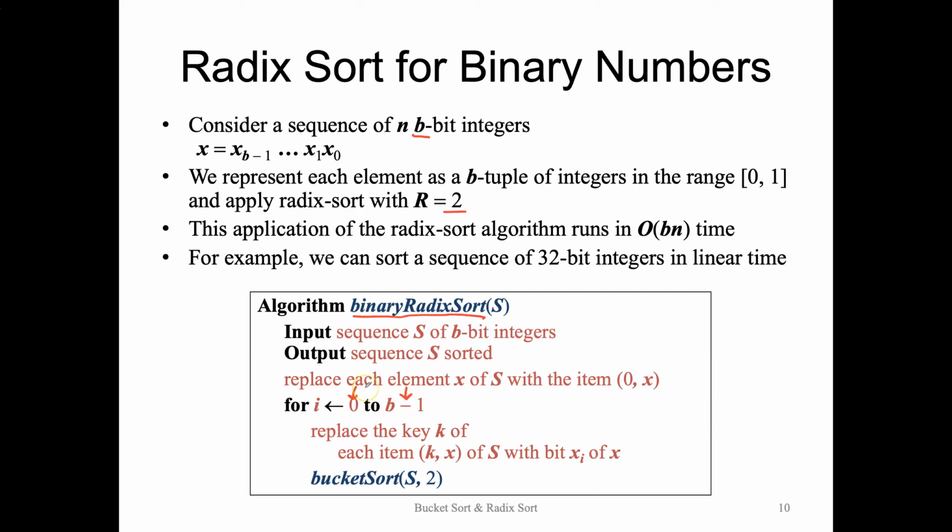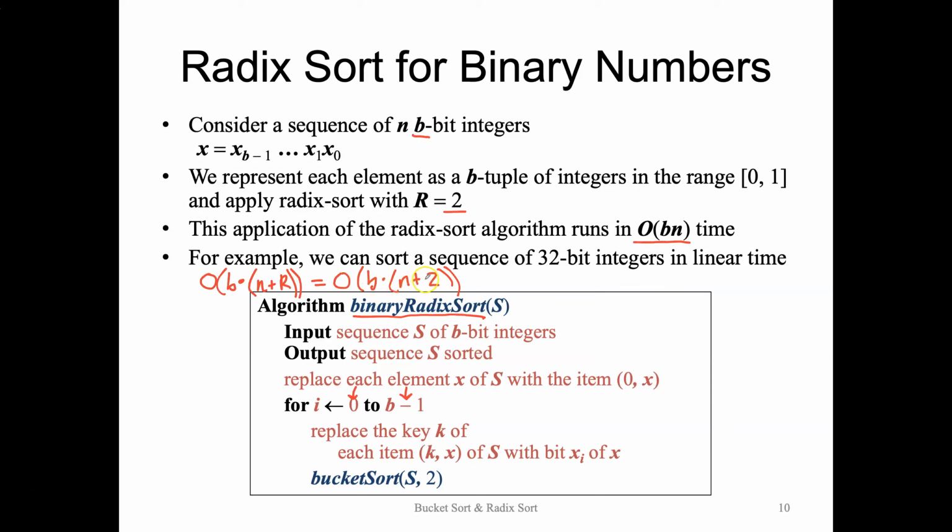So in this case, our sorting algorithm runs in big O of b times n time. Why? This is because we have big O of however many dimensions we have, which is b, times the cost of bucket sort. Remember, bucket sort runs in n plus r time, where r is the range of keys. But in this case, we know the range of our keys because they're bits. So this is big O of b times n plus 2.